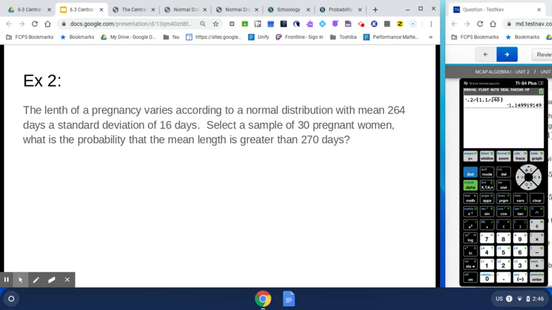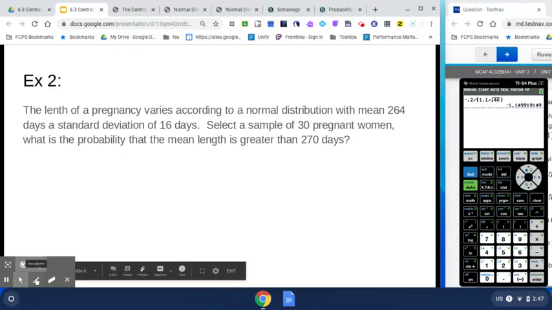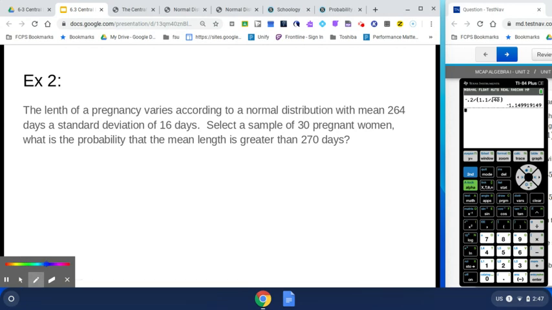Okay, example 2. The length of a pregnancy varies according to a normal distribution with mean 264 days and a standard deviation of 16 days. Select a sample of 30 pregnant women. What is the probability that the mean length is greater than 270 days? All right, let's draw out this distribution. Again, it really doesn't matter what the initial distribution was because we are selecting a sample that is 30 or more. So we know that the distribution of sample means is going to be normally distributed with mean 264.